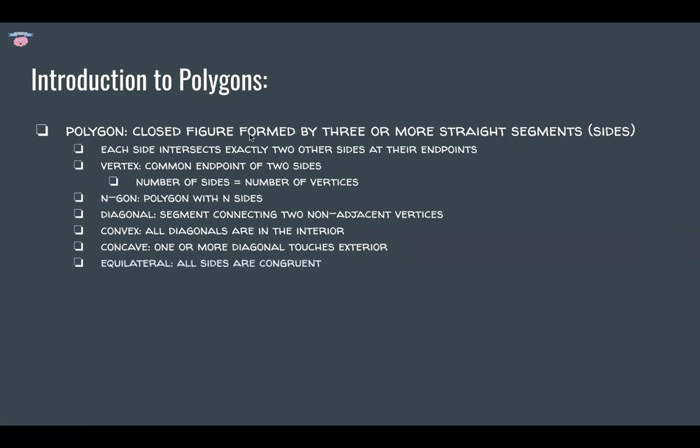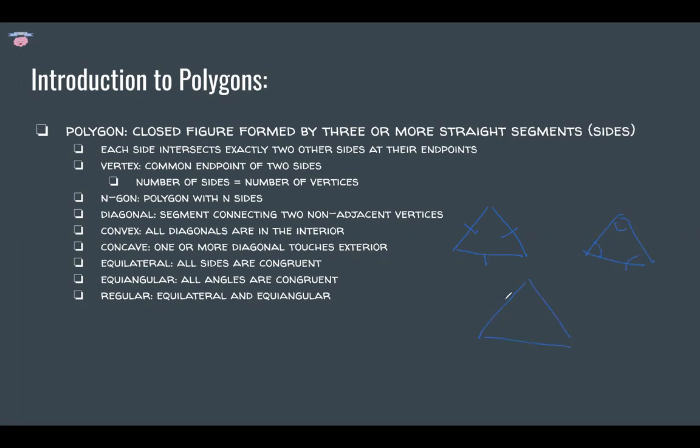Equilateral polygon means that all the sides are congruent. Equiangular means that all the angles are congruent. And regular means that it's equilateral and equiangular. So a triangle: it's equilateral because all the sides are congruent. This is equiangular because all the angles are congruent. And this is regular because the sides are congruent and the angles are congruent. Irregular, not regular, that's pretty obvious.